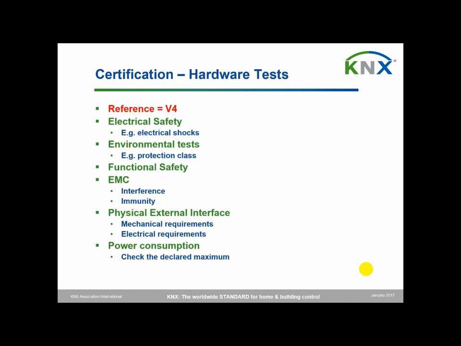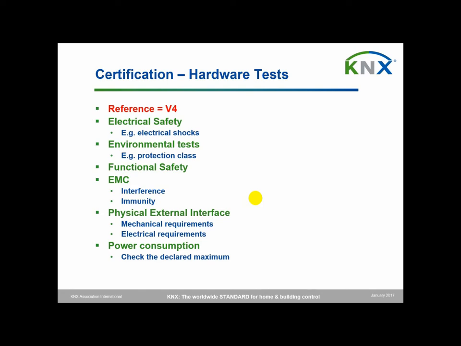Certification timeline. Certification hardware tests. Well, first of all, the reference for the requirements for these tests are to be found in volume 4 of the KNX specifications. What is stipulated there is all details about the electrical safety, for example, electrical shocks that could be caused by the product. Environmental tests, for example, the protection class that is declared. Does it correspond with reality?